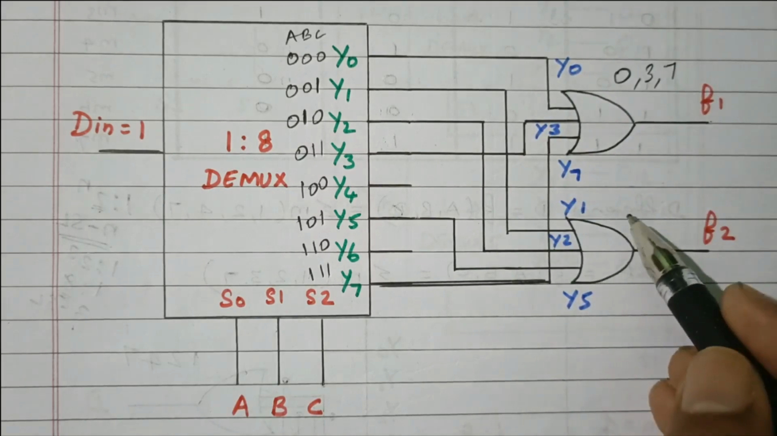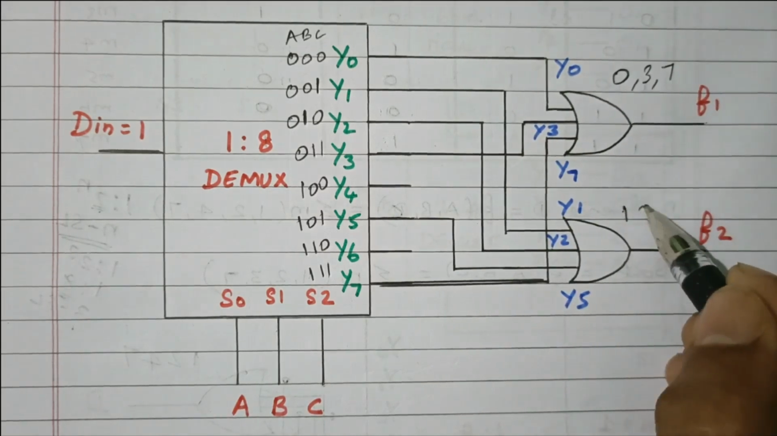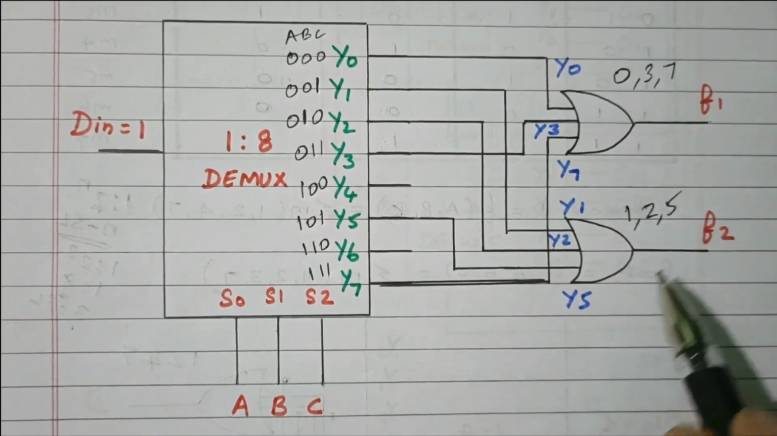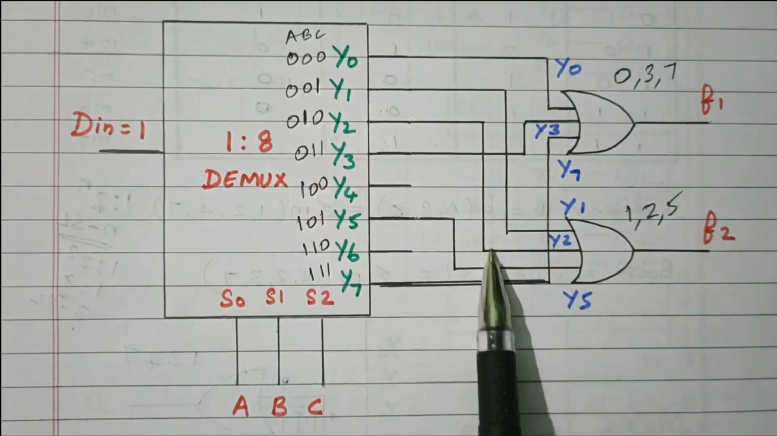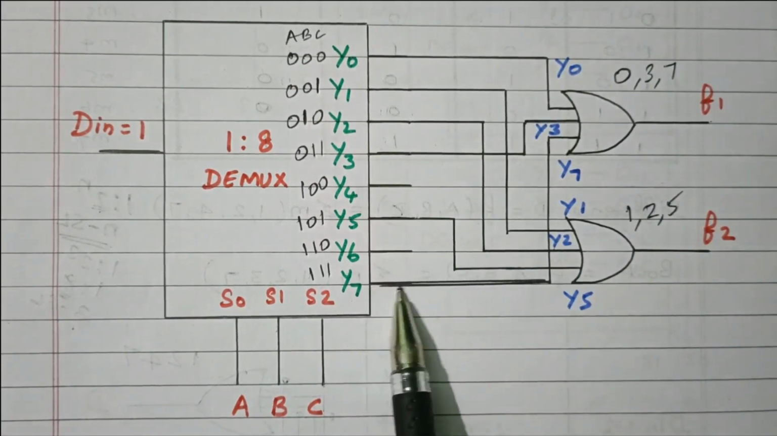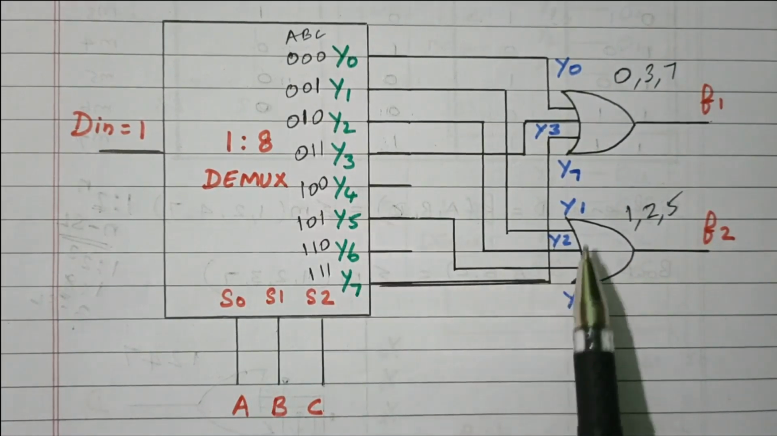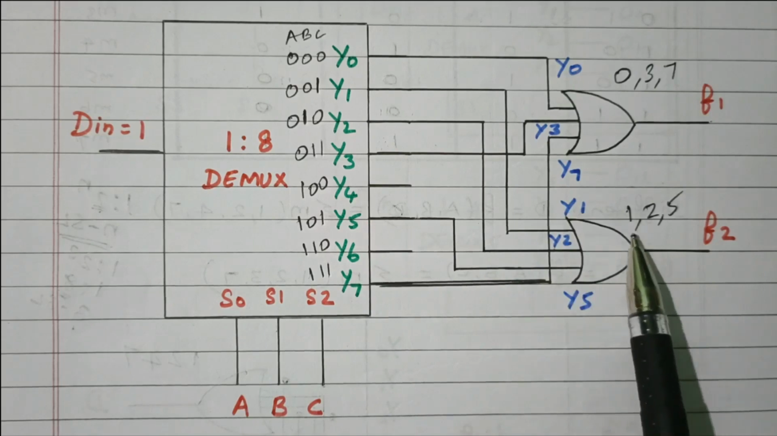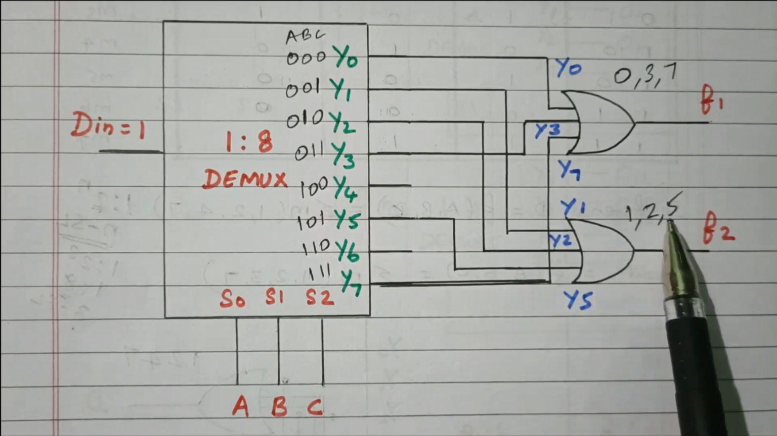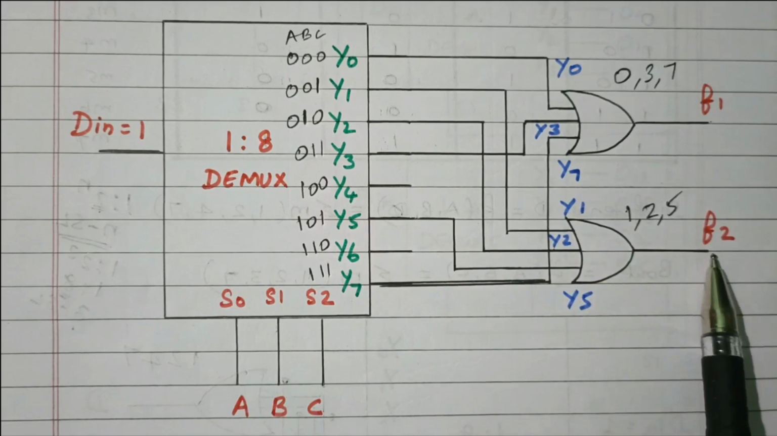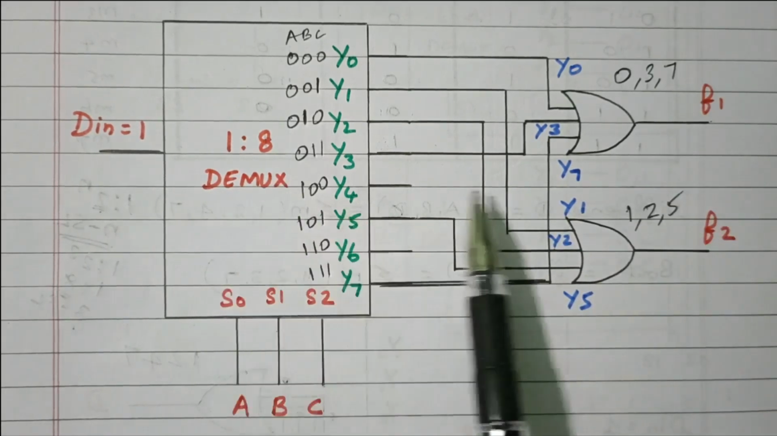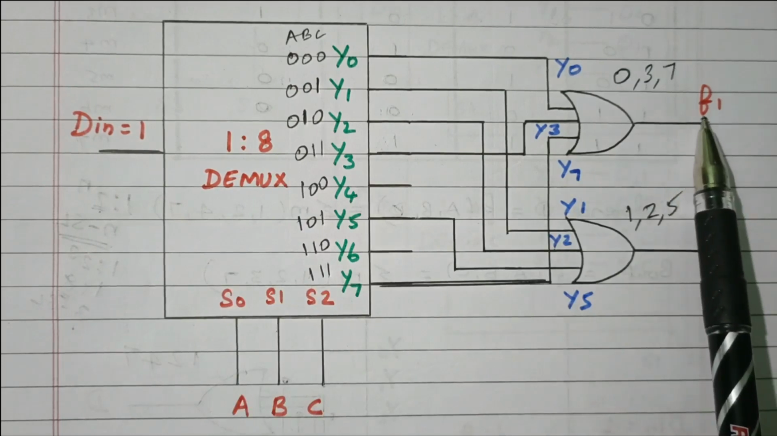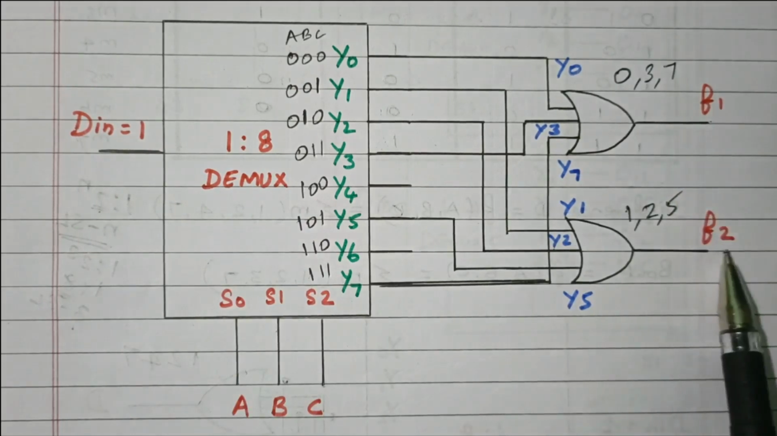Similarly, for function F2, what do we need? 1, 2, 5. So 1 is connected, then 2 is connected, then 5 is connected. So these 3 inputs are connected. It will give the sum of min terms 1, 2, 5, function F2. Right. So we got the output by using this 1:8 demultiplexer. We got the logical functions F1 and F2.